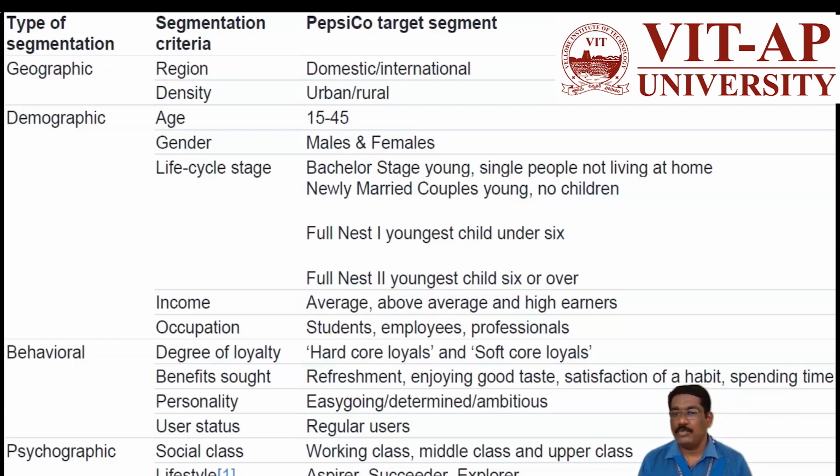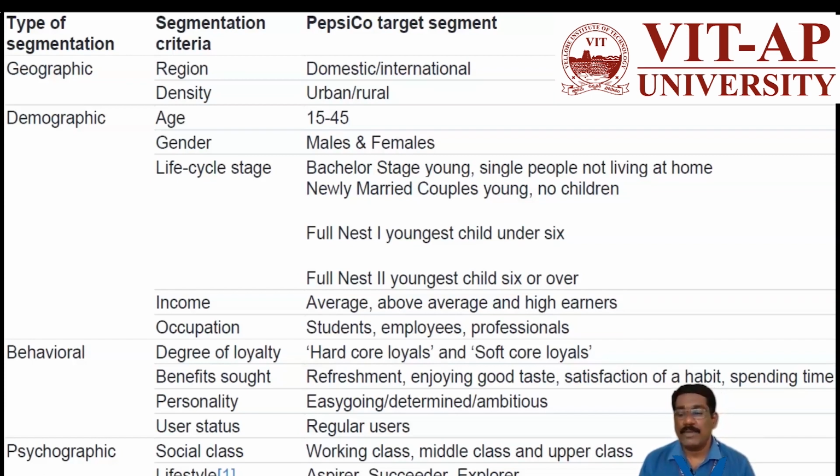Pepsi also uses income as one of the variables and considers average, above average and high earners, and they try to market the product towards their requirements. And also they focus on the variable called occupation. They try to focus on students, employees and professionals.